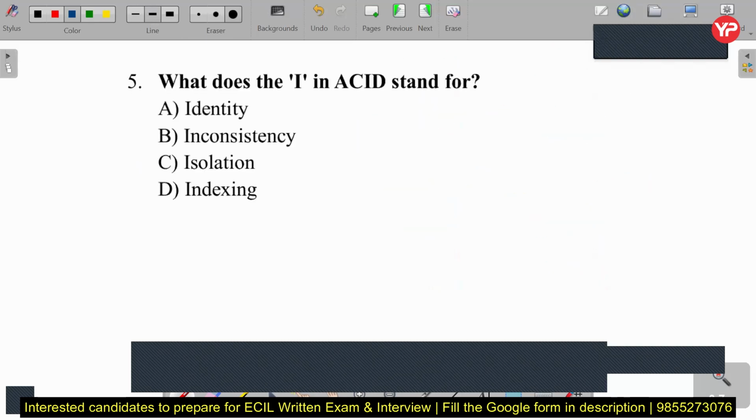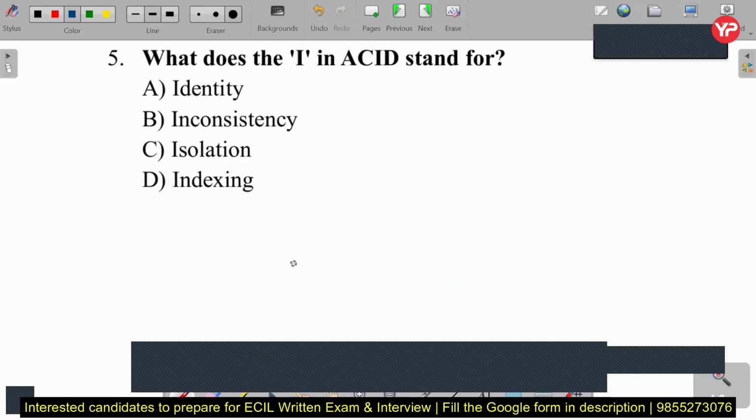Next, what does the I in ACID stand for? If I talk about the ACID property, it is mainly related to our transactions. And what is a transaction? It's a logical unit of work. Fine. So if we want a transaction to be successful, it must be in a stable state. All the operations must be completed.